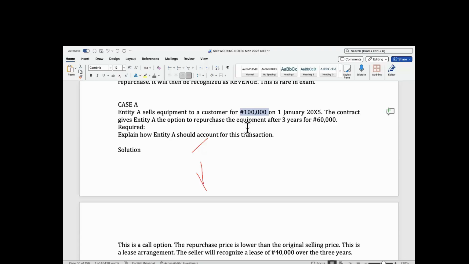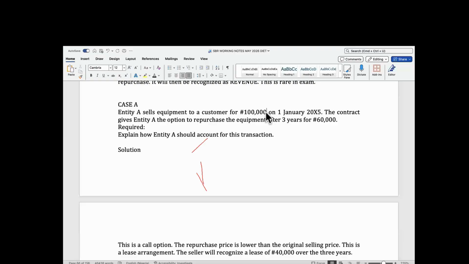Credit inventory recoverable and debit inventory. No, no, no, sorry. The other way around. Credit inventory and debit inventory recoverable. No. So you know that he receives money, so you need to debit bank first. You need to debit bank first.